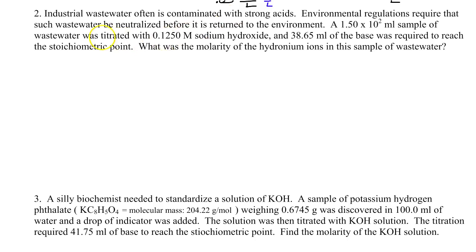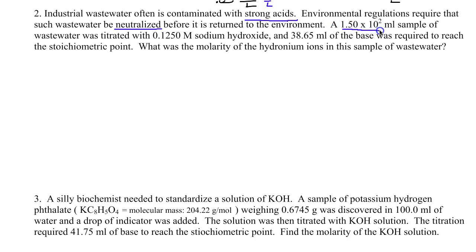Number 2, let's read the blurb. Industrial wastewater often is contaminated with strong acids. Environmental regulations require that such wastewater be neutralized before it is returned to the environment. That means we want to make sure that we take something with a very low pH and raise it up close to neutral before we return it into a body of water, because a very low pH or very acidic water would kill life as we know it in those little bodies of water.